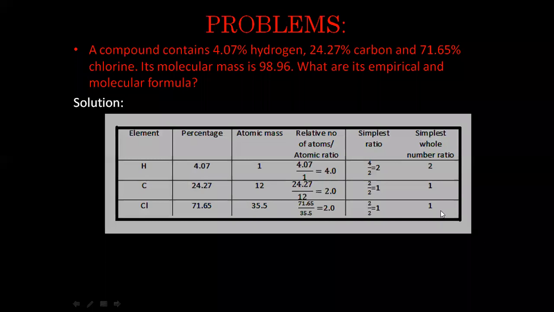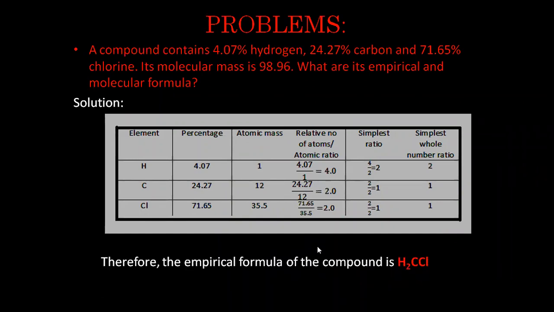The empirical formula gives us the simplest whole number ratio. So the empirical formula of the compound will be hydrogen 2, carbon 1, chlorine 1: H2CCl. So that is the empirical formula. That is how we find the empirical formula.